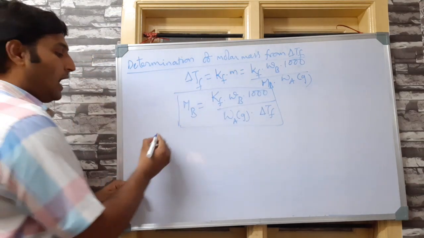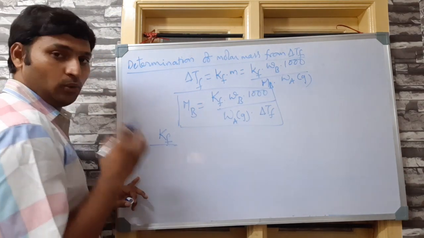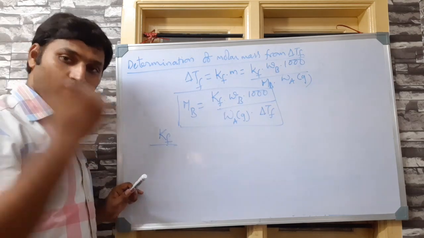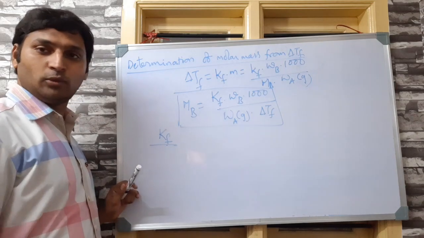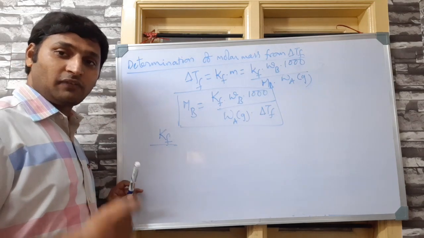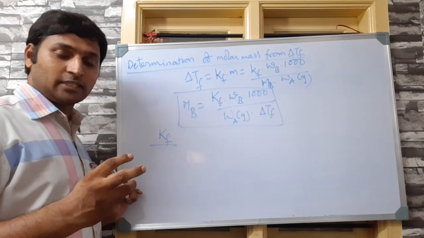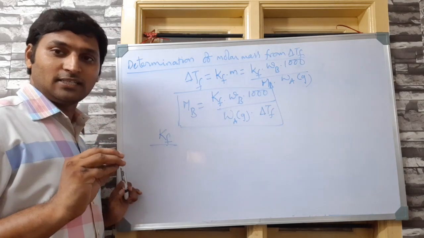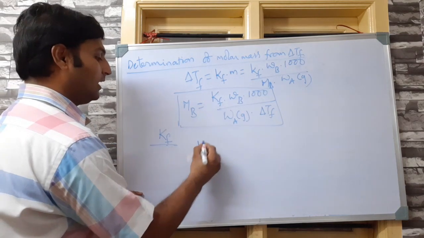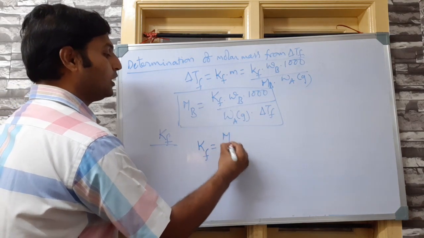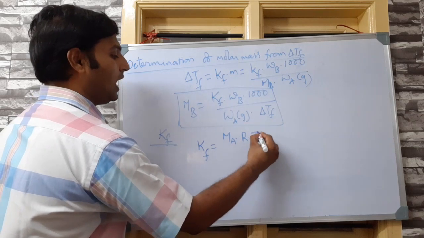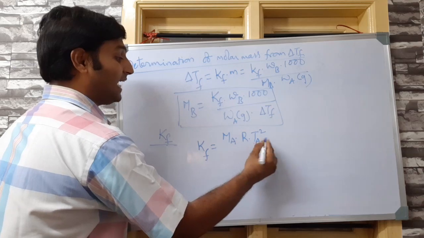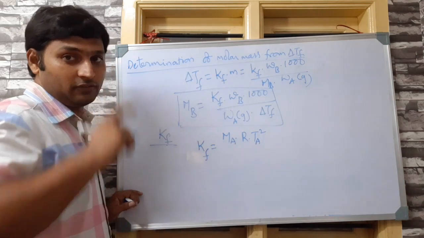Point number 1. And point number 2, when it comes to Kf value, again Kf also is specific to solvent. Water has so much Kf, carbon disulfide has so much Kf, benzene has so much Kf. Kf also is solvent specific. That's why experimental determination of Kf value depends on all the properties of solvent itself. So again Kf will be equal to molar mass of solvent into R into Tf square, where Tf in this case is freezing point of solvent.